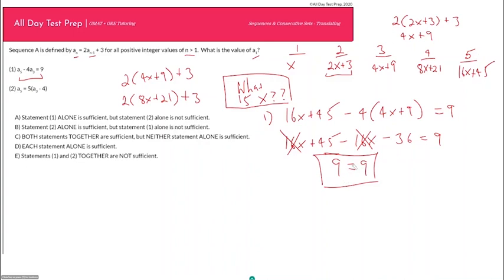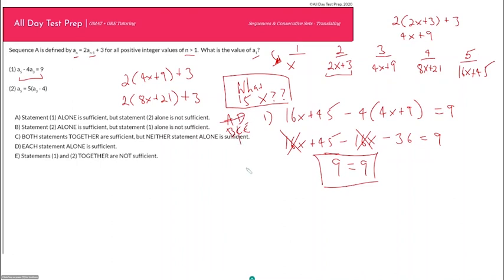When you get something like 9 is equal to 9, it's telling you no matter what number I have for x, no matter what number starts off my sequence, this will always be true. Even though the fifth term and the third term can be a bunch of different things, the fifth term minus 4 times the third term is always going to be equal to 9. And therefore, this does not help us. This statement does not help us at all tell us what our first term is, because it will be true for any number we choose as our first term. And so this is insufficient.